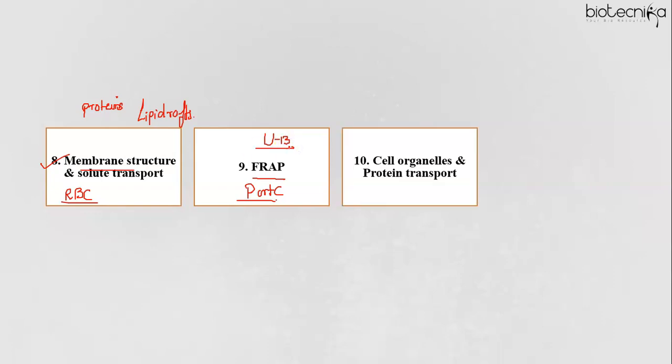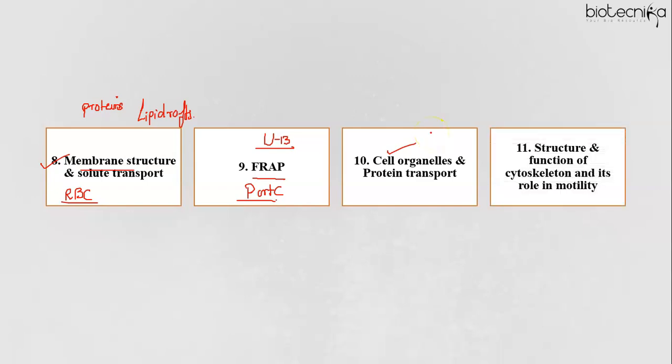Then sorting of various proteins and entry of proteins into organelles like mitochondria and chloroplast is also a must-know type of question, often asked especially in part C of the CSIR NET Life Science exam. Then questions on cytoskeletal components like actin, dynein, kinesin, the direction in which cargo moves and their function in different cellular processes are also often asked. So structure and function of the cytoskeleton and its role in motility is another important topic.